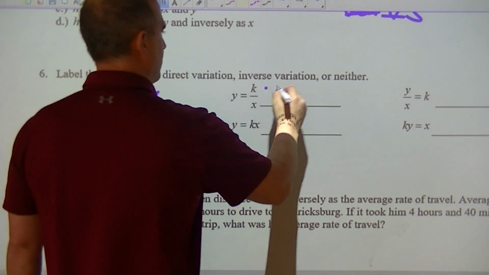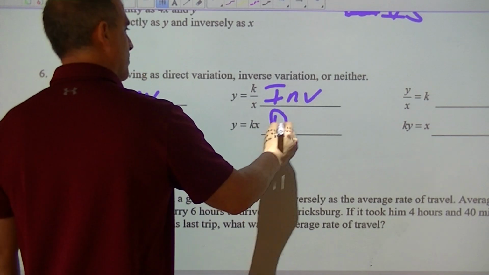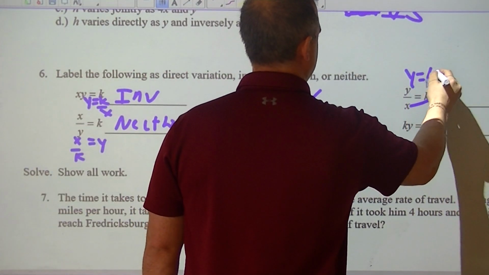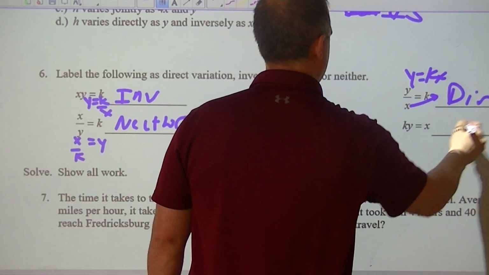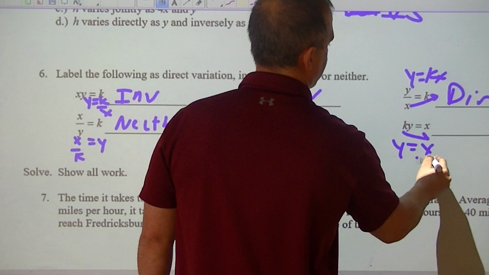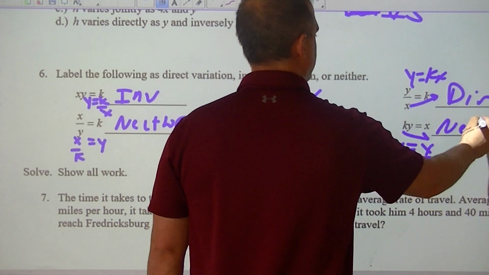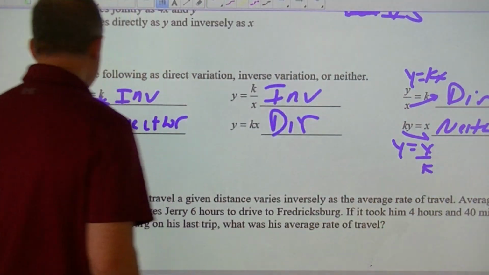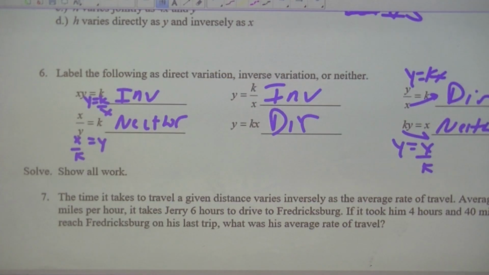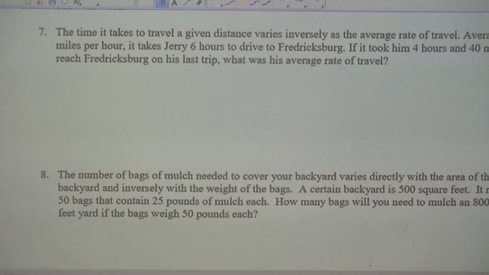This will obviously be inverse. This obviously will be direct. If I move that x back, that's y equals kx, that's direct. And this is going to be neither, because if I move the k back under, k can't be in the bottom. That's why those are neither, because k ends up in the bottom and I can't do that. Let's go on to questions 7 and 8.